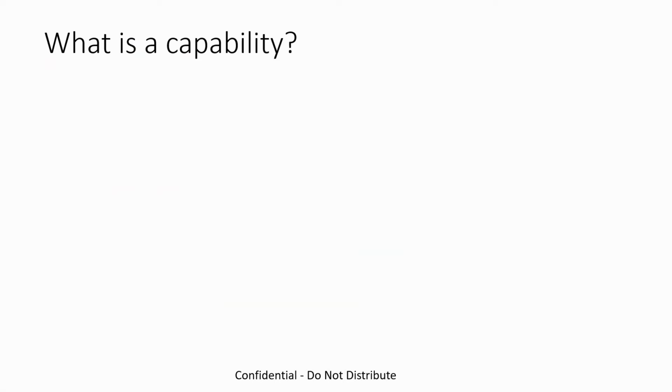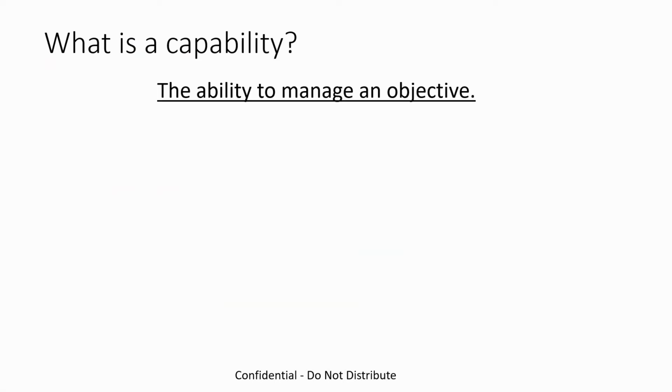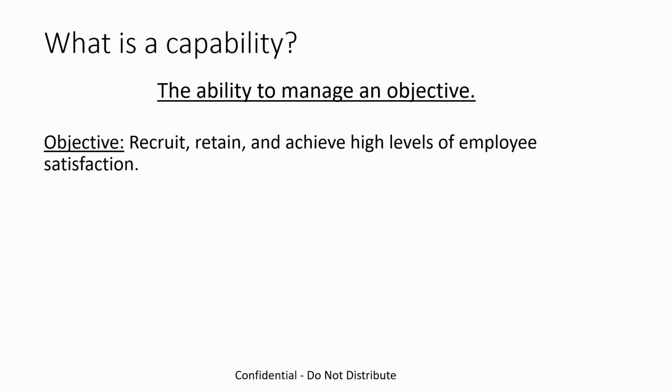The first thing we need to understand is what capabilities are, and that'll help set the stage for the coming slides. A capability is very simple. It's the ability to manage an objective that you're trying to achieve. Let me give you an HR example. An objective might be to recruit, retain, and achieve high levels of employee satisfaction.